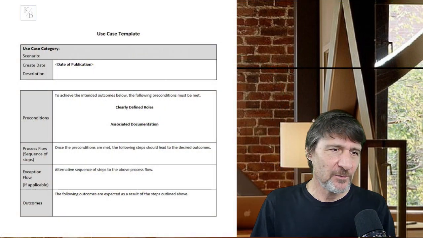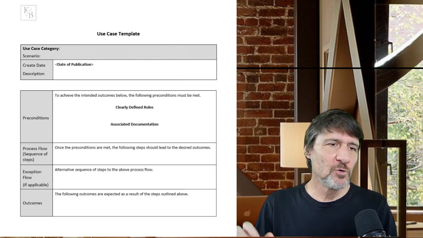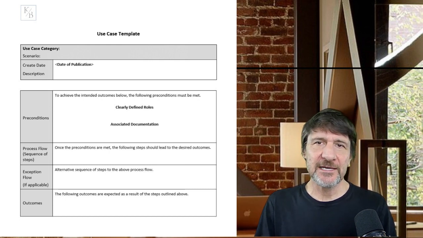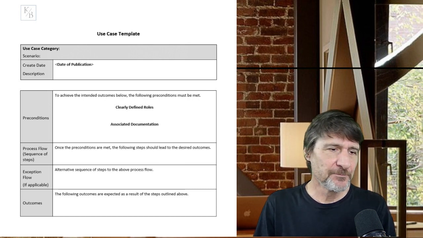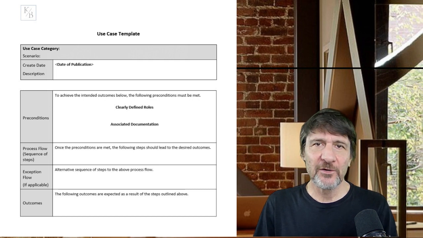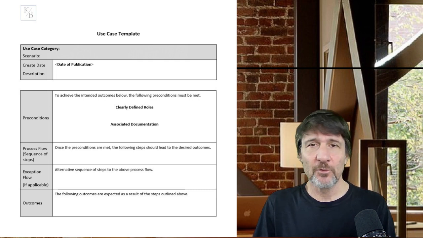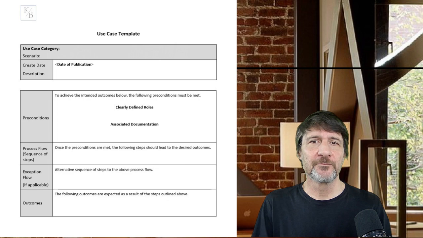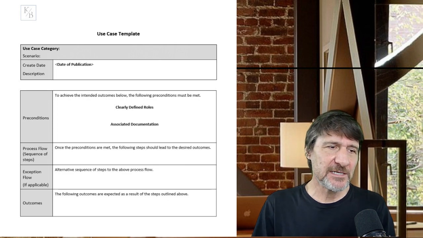Let me pull up a sample use case. Here we go. So in terms of creating a use case, I typically start with outcomes. Where do we want to end up? What do we want to achieve at the end of the day with the process? And then we move from there to preconditions. What must exist in order for us to achieve those outcomes? And then what are the common set of steps to get from preconditions to outcomes?